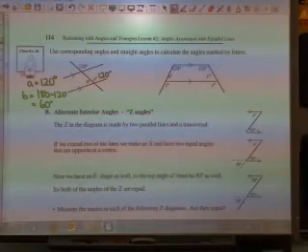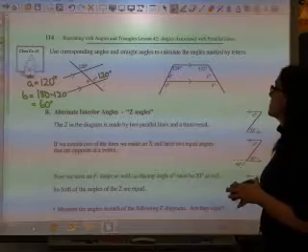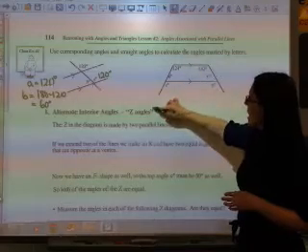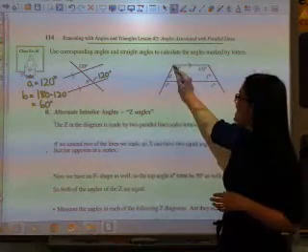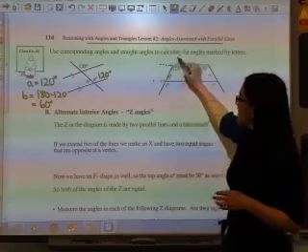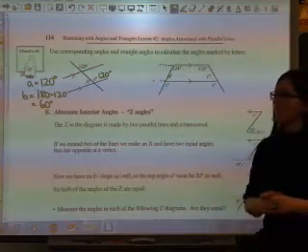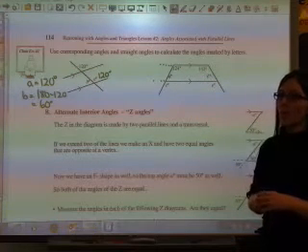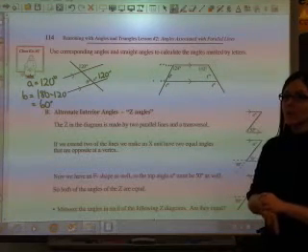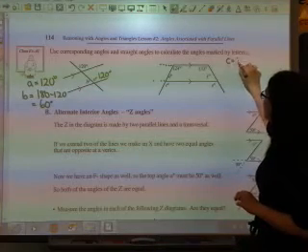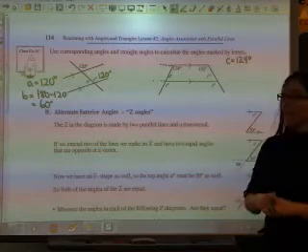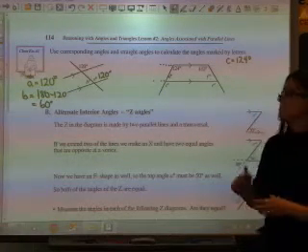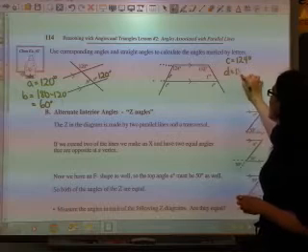Okay, so let's look at the next one. So my parallel lines are these two lines. There's a line extending, but this is still the transversal. So if this angle here is 124 degrees, what other angle would be 124 degrees? And if I know what C is, how can I find out D? Okay, so what is 180 minus 124?